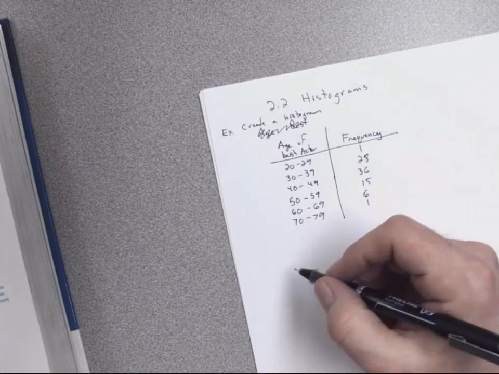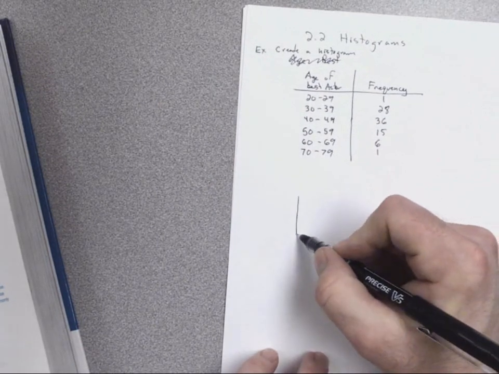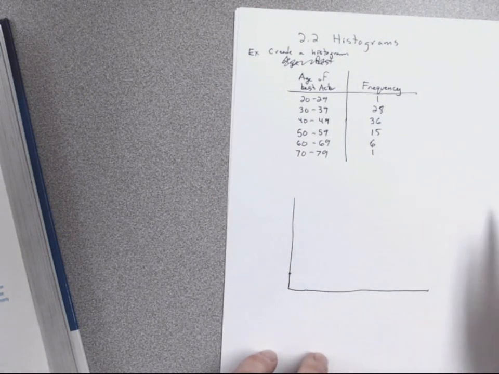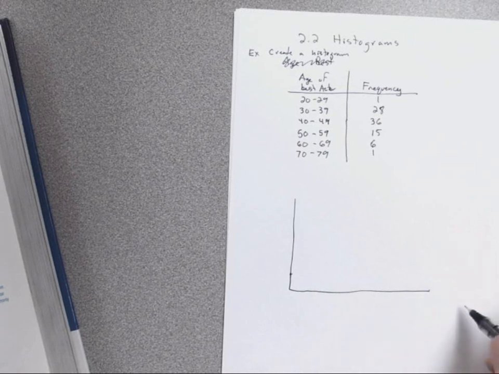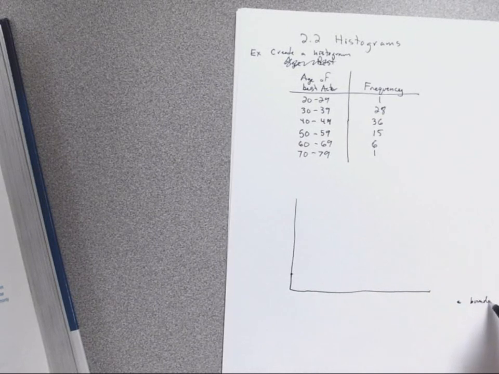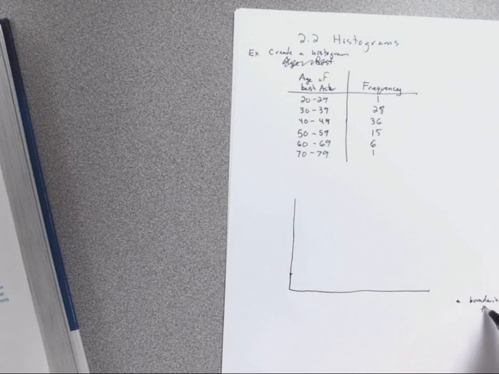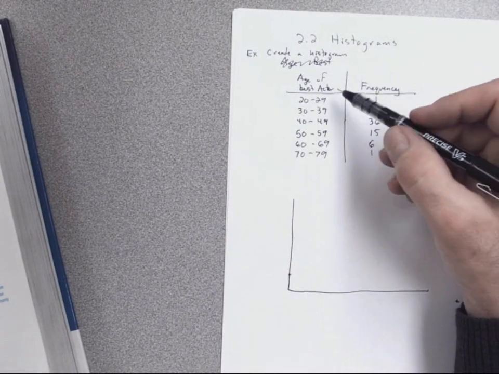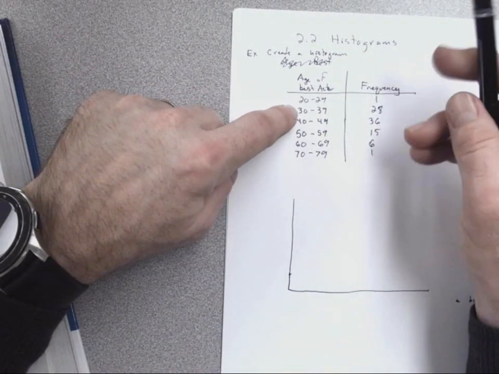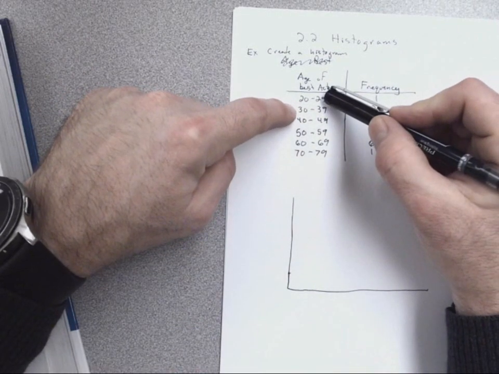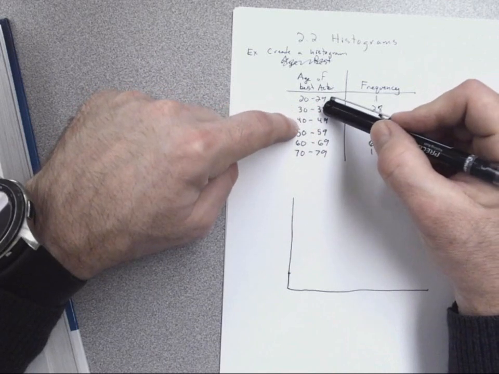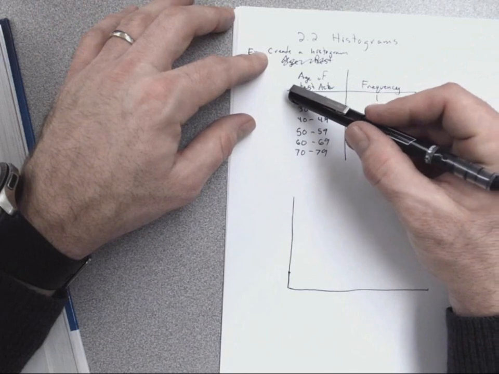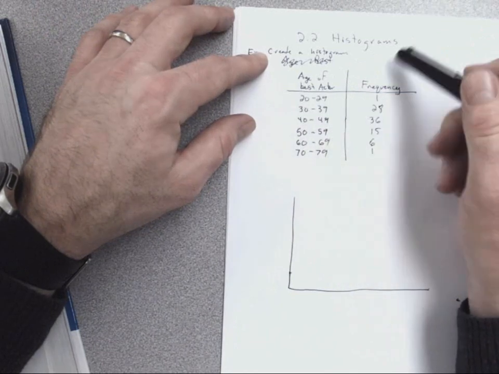So when we create a histogram, you're going to have a vertical and a horizontal axis. Now the horizontal axis is going to be the boundaries of the classes. So when you look at these classes, remember the boundaries, the easiest ones to see are in between like 29 and 30. What you do is you would average these numbers, you average these numbers, you average these numbers, and so on. You're going to find some boundaries. But remember, there's a boundary before 20, and there's a boundary right after 79.